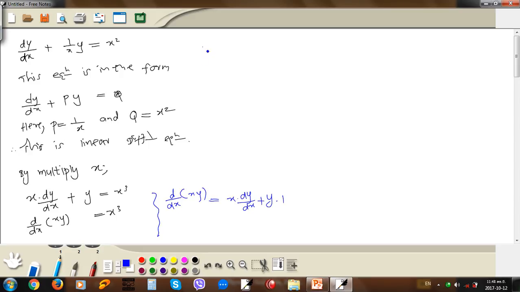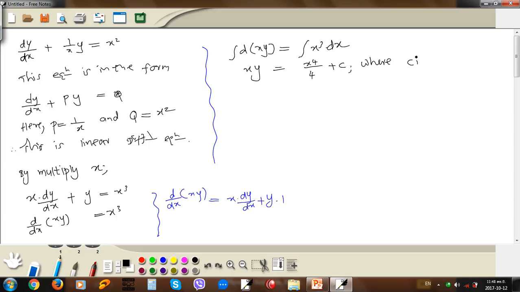Then we can integrate: d(xy) equals the integral of x cubed dx. So we can write xy equals x to the power 4 over 4 plus c, where c is an arbitrary constant.